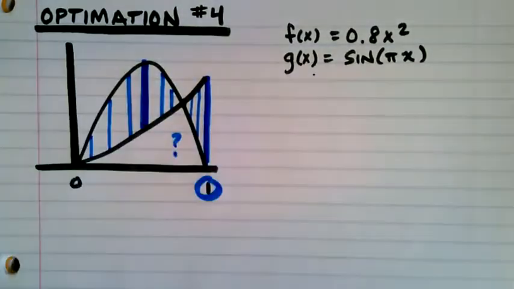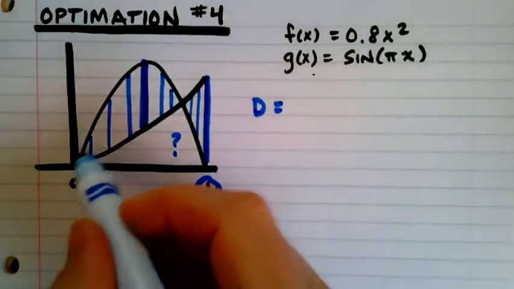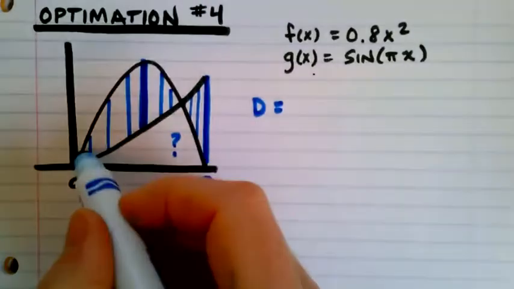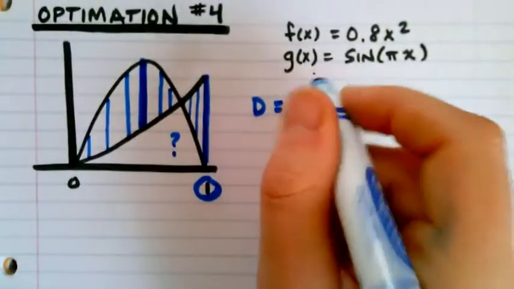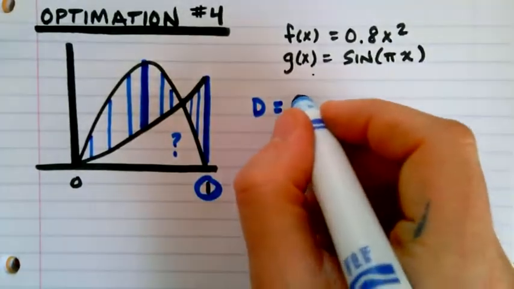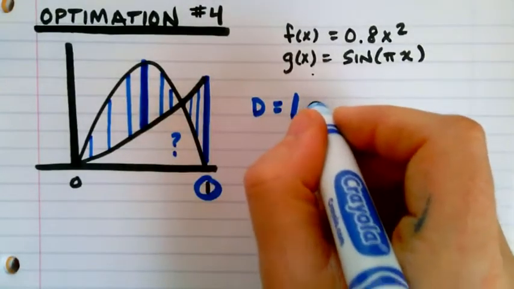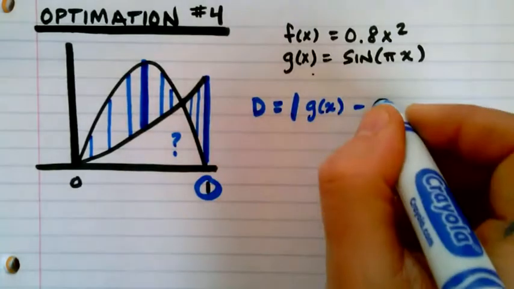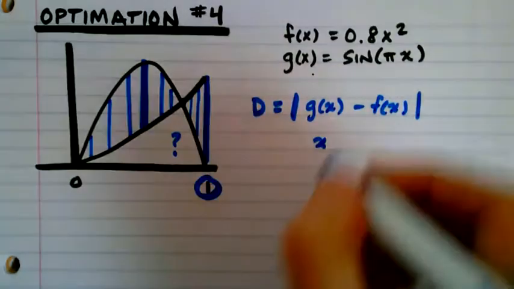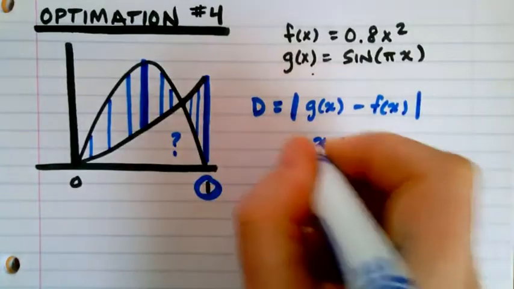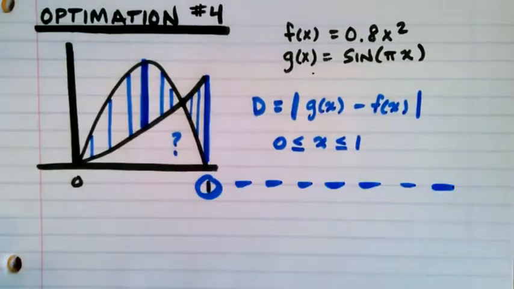So that's the big idea. Now what we need to do is write an equation for the distance. On this region right here, the sine curve is bigger, but over here the quadratic is bigger. So the way I'm going to fix that is I'm going to say that the distance is the absolute value of g of x minus f of x. And on this one, I am bounded for what x can be. X can be at most 1 and at least 0. And there is stage 1 of our problem.